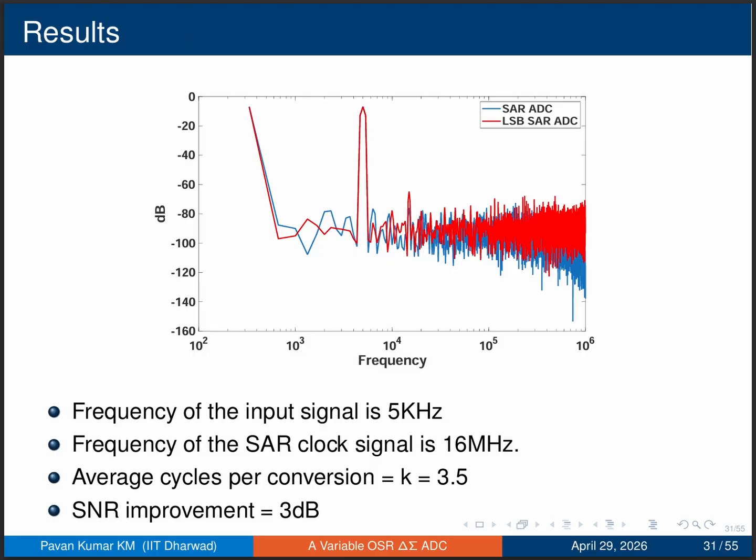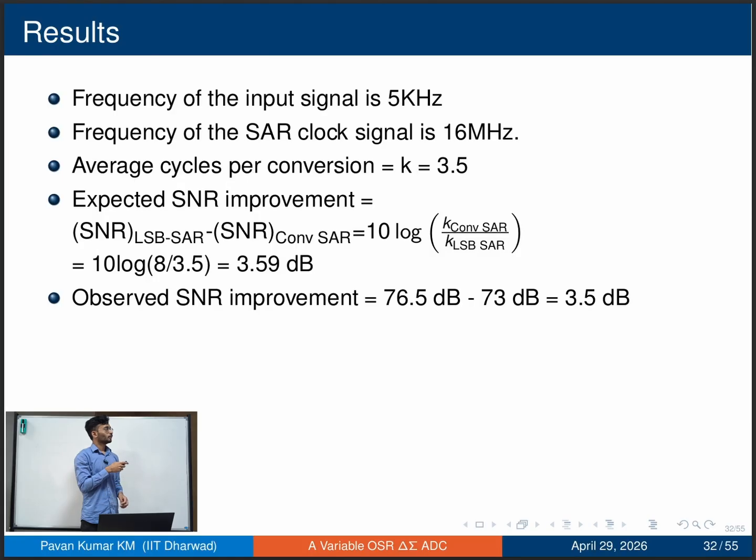This ADC was tested for a 5 kilohertz input signal and SAR clock of 16 megahertz, for which the average cycles per conversion was 3.5 cycles. The improvement in SNR was calculated. It came out to be 3.59 dB, and the observed SNR improvement after simulating was 3.5 dB, which is close to the expected value.